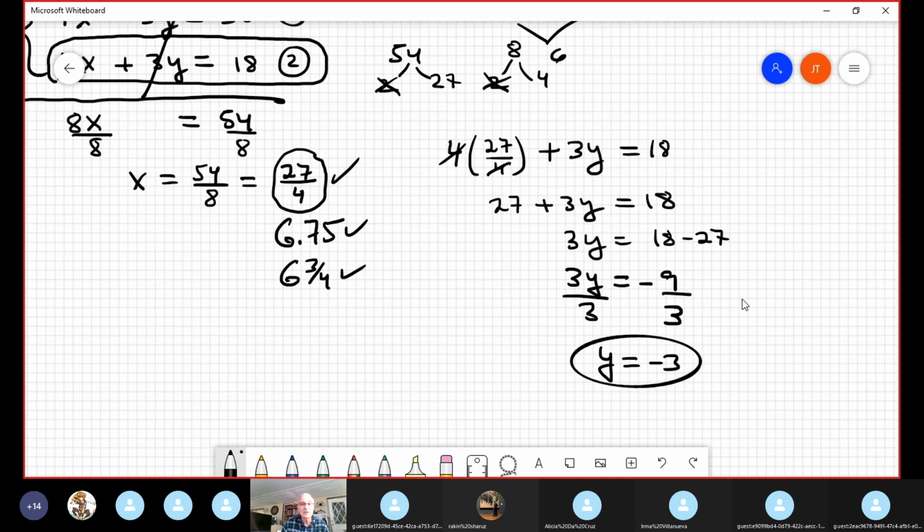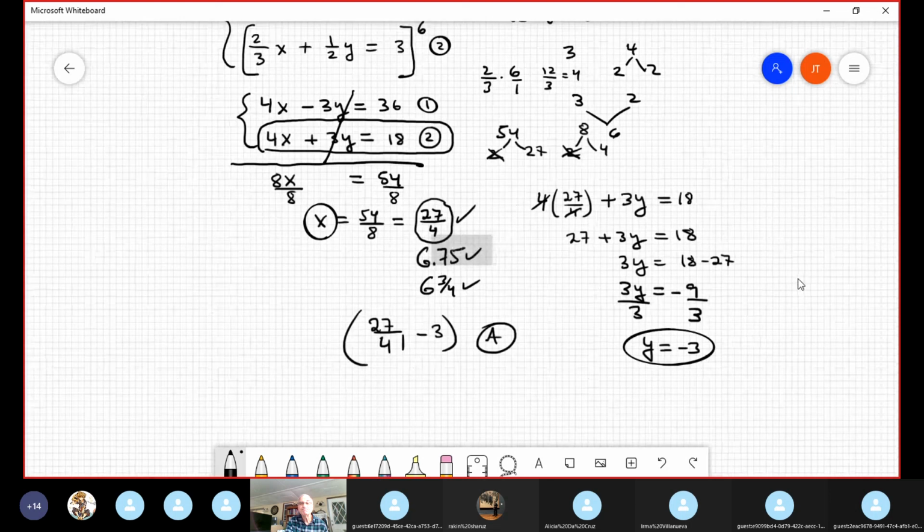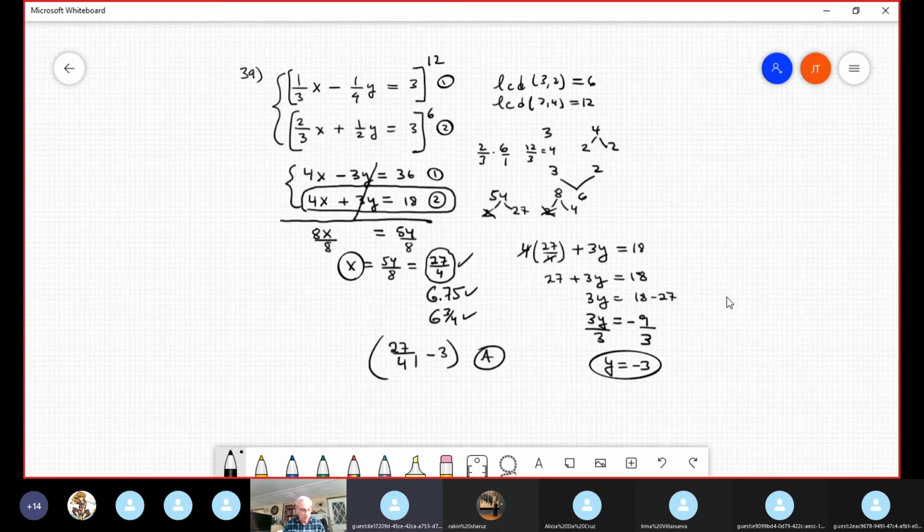Okay, so the solution is, it's weird, 27 over 4 is the x component, comma, negative 3. It's option A. Wow, too much. We are the best. Do you understand the idea for elimination and substitution?